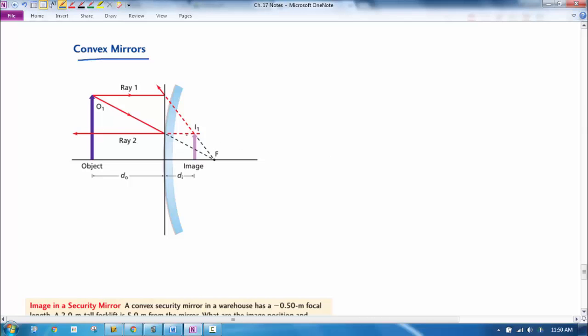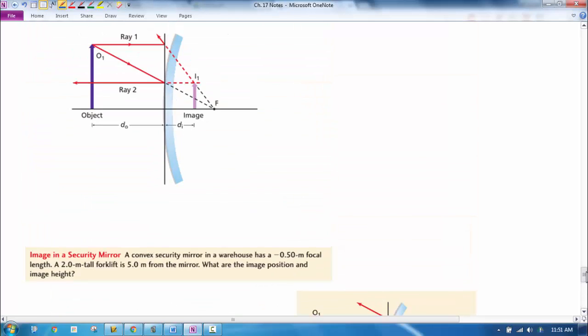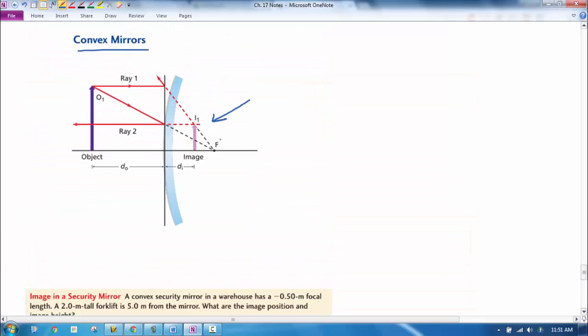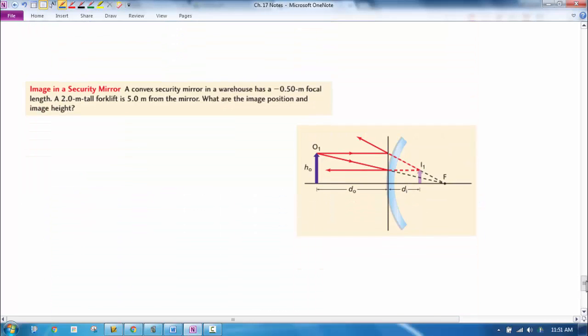I mean different, but similar to, for our purposes, in that we're going to find all this information in this table. Now we're dealing with this last column here. Turns out that with these mirrors, we're always going to see a virtual image behind the mirror, and it's always going to be reduced no matter where we put this thing, as you can tell from this column right here. Okay, it's always going to be virtual and always going to be reduced no matter where we put it. All right, but we can do a quick example of that.